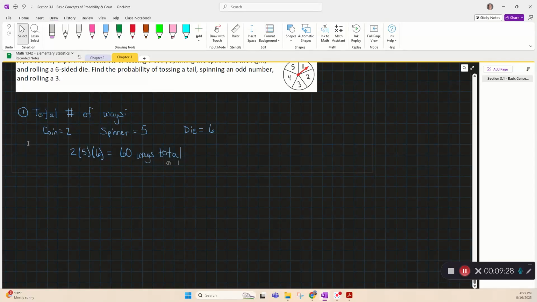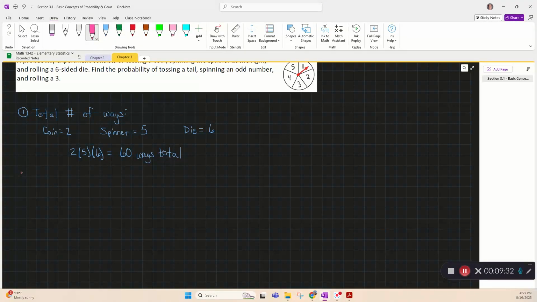Okay. Our next task is to figure out what I call the desired number of ways. Well, what do we want? We want a tail. Well, that's just one way. We want an odd number on the spinner. Well, that'd be a 1, a 3, and a 5. So those would be our odd numbers. If I look up here at the spinner, a 1, a 3, and then a 5. That's 3 ways there. And then the die, I want to roll a 3. That's one way. So 1 times 3 times 1 gives us 3 desired ways.